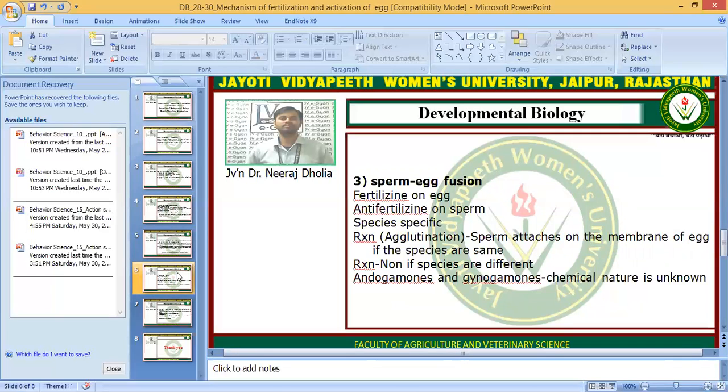Except for the fertilizing and the anti-fertilizing proteins, other hormone-like substances are also present in the egg and sperm, which are known as gamones. The gamones present in the male gamete are known as the androgamones, and those present in the female gamete are known as the gynogamones. There are two types of androgamone, androgamone 1 and androgamone 2.